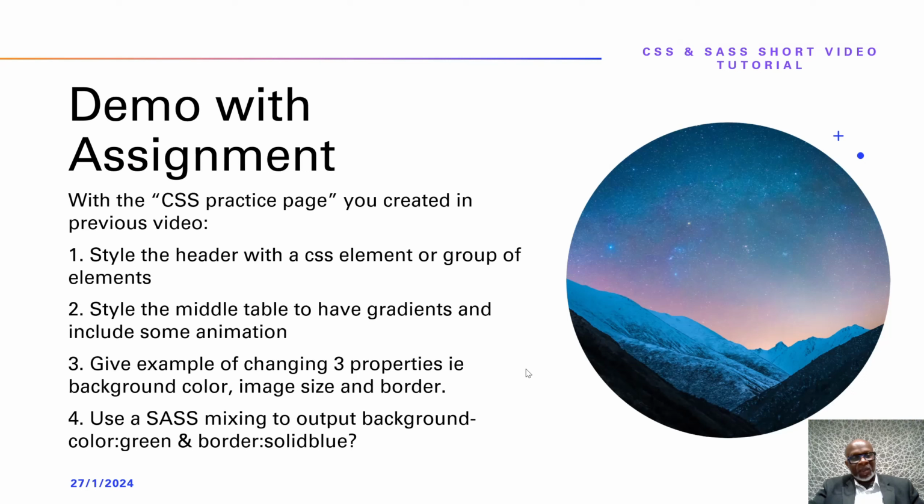Now, the demo, the assignments. We're going to go back to the CSS practice page which you created in the previous video, and then go through these four things. Style the header of the CSS element or group of elements, and then style the middle table to have gradients and include some animation. Then give an example of changing three properties, i.e. background color, image size, and border. Finally, use the SAS mixin to output background color. We'll continue with this video doing this assignment.